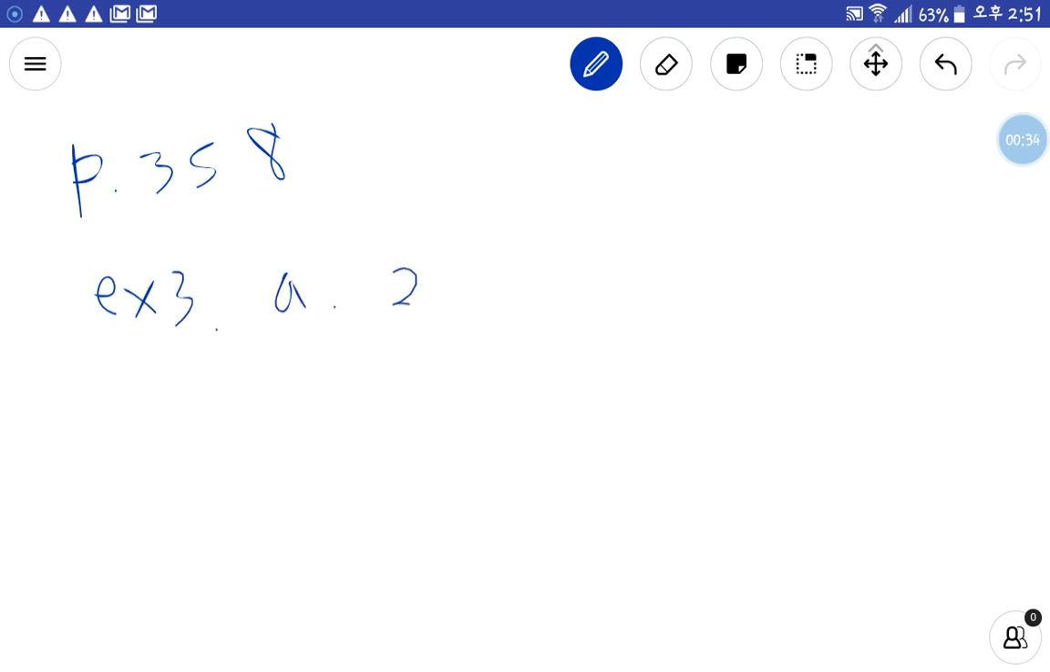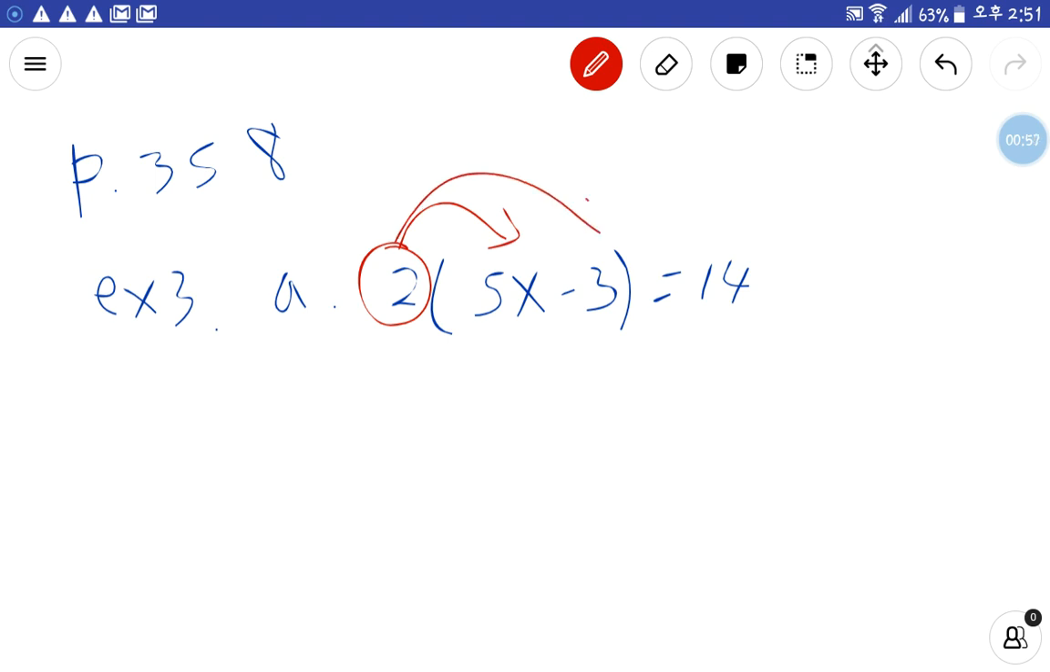2 times the quantity 5x minus 3 equals 14. So my question is, solve each equation. So I'm going to do solve and check. If you have this type of question, I'm going to apply the distributive property to expand everything. So this number 2 should be multiplied to 5x and minus 3. Then you would have 10x minus 6 equals 14.